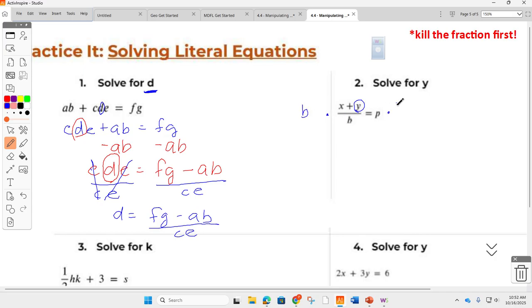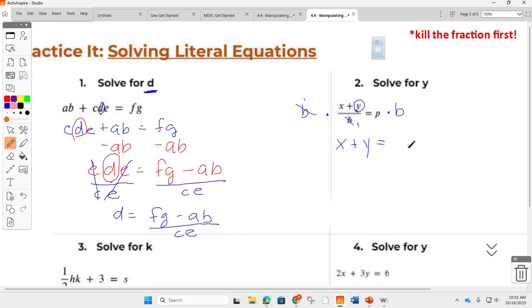This is the one time you can't subtract the x first. If the variable we're solving for is in the numerator or denominator of a variable, we can't undo addition or subtraction first. So these are going to simplify to 1. What we have left on the left side is x plus y. What do we have left on the right side?